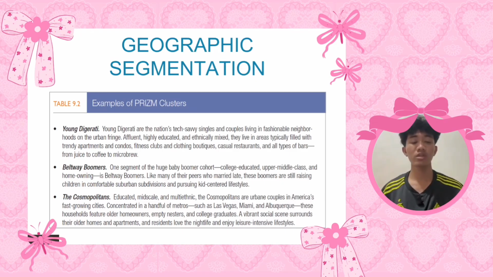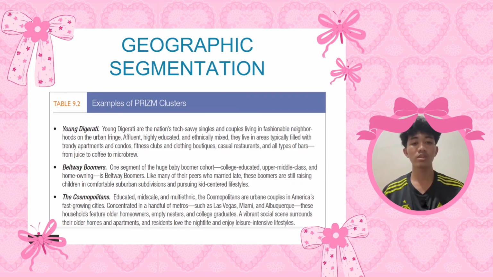And for the next one, there are three examples of PRISM clusters. For the first one, Young Digerati. Young Digerati are the nation's tech-savvy singles and couples living in fashionable neighborhoods on the urban fringe. Affluent, highly educated, and an ethnic mix, they live in areas typically filled with trendy apartments and condos, fitness clubs, and clothing boutiques, casual restaurants, and all types of bars from juice to coffee to microbrew.